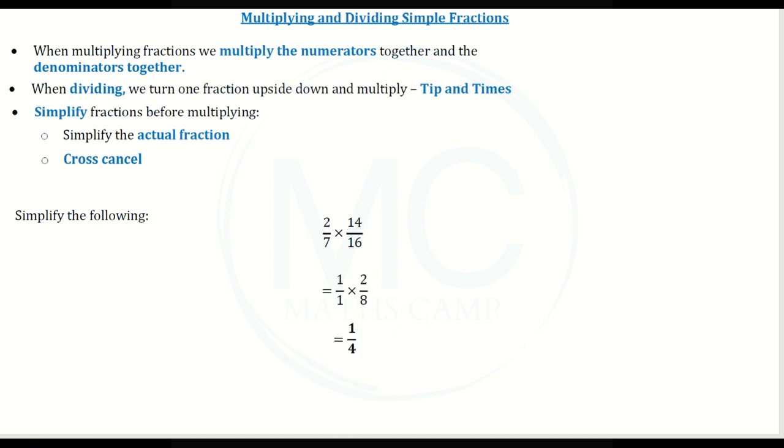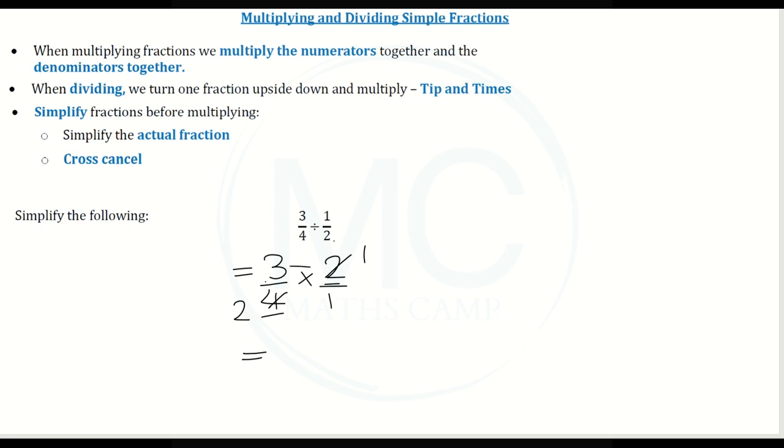We can also cross-cancel when dividing, but remember that we have to tip and times first. So let's leave 3 over 4 as it is. Change the divide to a multiplication sign, and we're going to tip 1 over 2 into 2 over 1. 4 and 2 are both even. 2 divided by 2 is 1. 4 divided by 2 is 2. Now we have 3 over 2 multiplied by 1 over 1. 3 multiplied by 1 gives us 3, and 2 multiplied by 1 gives us 2.